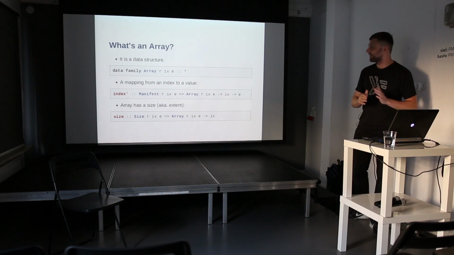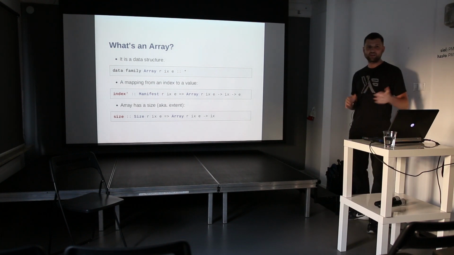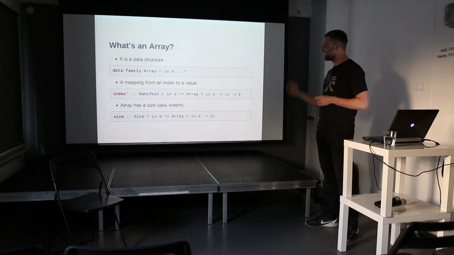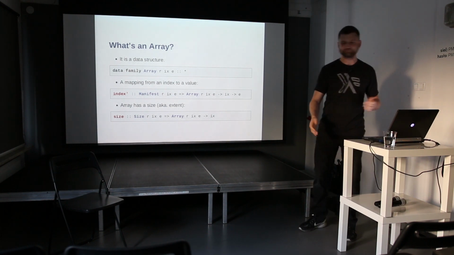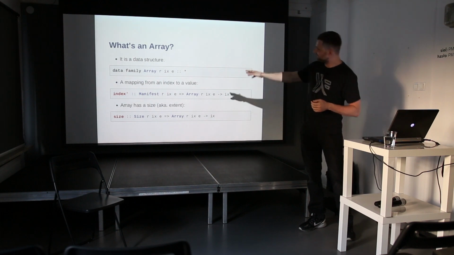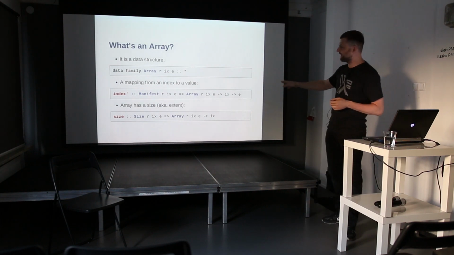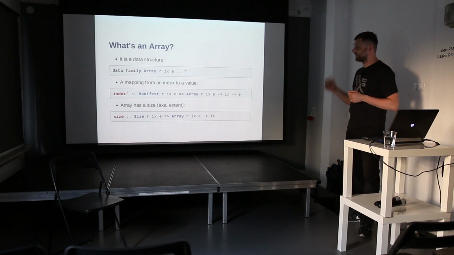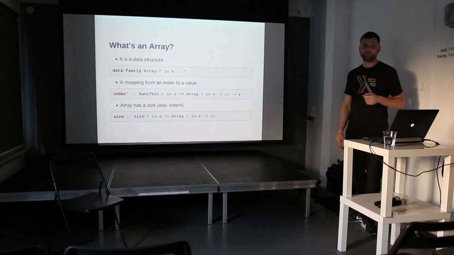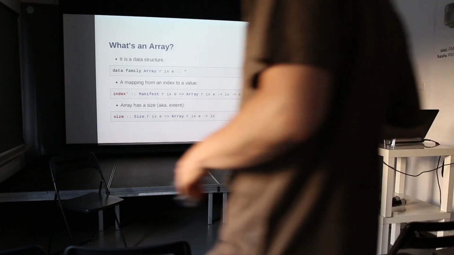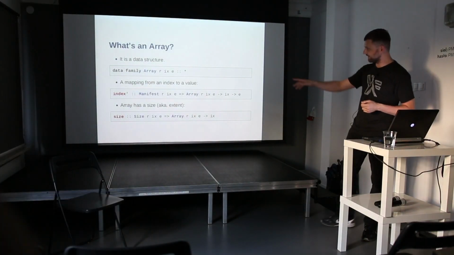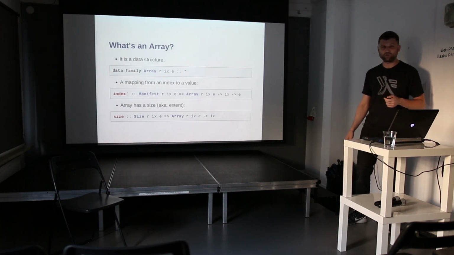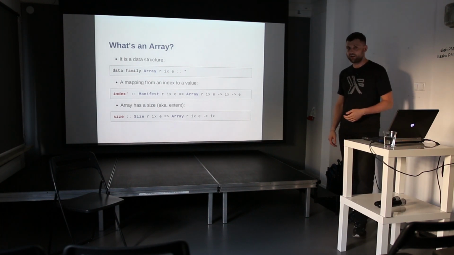So what is an array? This is going to be basically my definition. Don't expect you to believe me. But an array is obviously a data structure. It's represented in the library by a data type family, Array. And an array is also a mapping from an index to an element, and here's an example function from our library. An array also has some sort of size or shape.